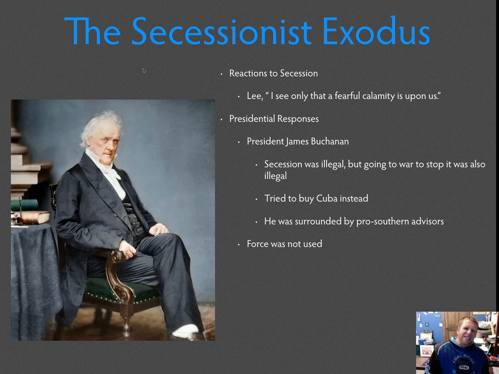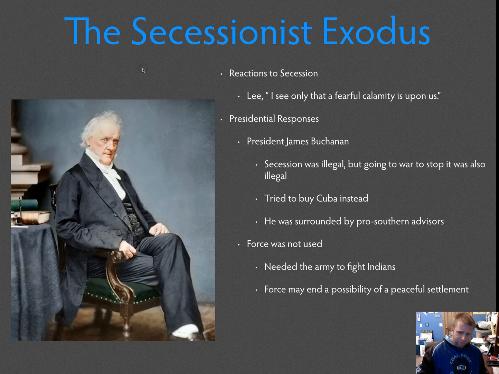That's really being nice to James Buchanan. Force was not used. He claims that the army can't be used to stop this because they have to go fight those Native Americans, those Indians out west. They're the real problem. And they're going, really? Because the country's being torn in half. Yeah, I know, but if we don't protect us from the natives, they're going to take over both of them. I don't know. And so force may end the possibility of peaceful settlement as well. He doesn't want to use the army because he's hoping to negotiate, but he's not doing anything to really negotiate.